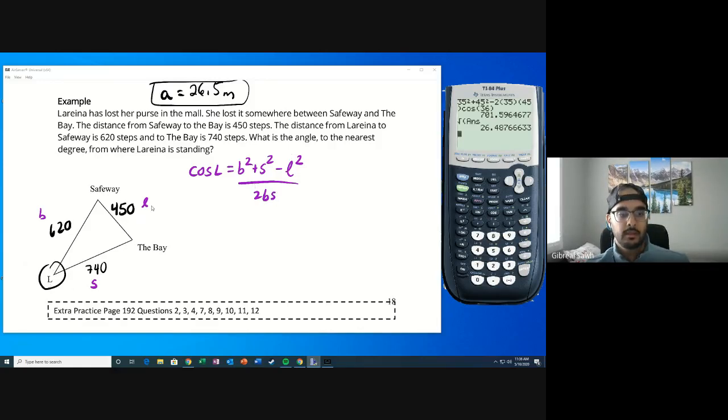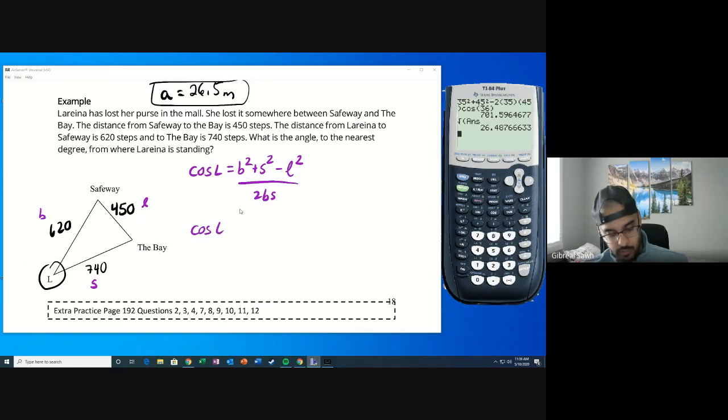Angle L and side length L are my opposite pair, so I'm subtracting that side length. The other two can get added in any order. You can put SB and then SB if you want, because with addition and multiplication the order doesn't matter. So we can plug in some stuff now.